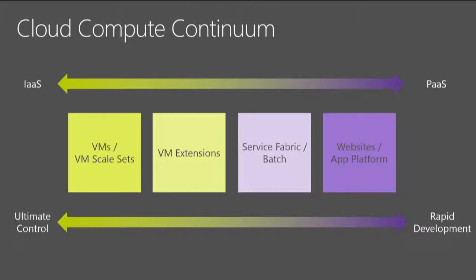So if I start by looking at a continuum from down low level where you control the networking, you control the storage, all the way up to platform as a service where your big concern is just deploying your application rapidly, what you tend to find is that up at the level of websites and app platform, a lot of the concerns of scale get taken care of for you. And where we're going to focus in this session is the first three layers.